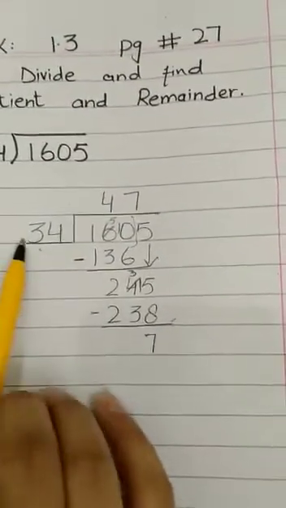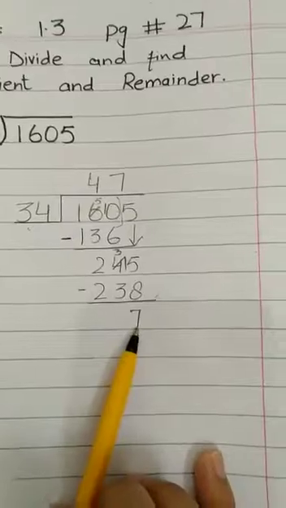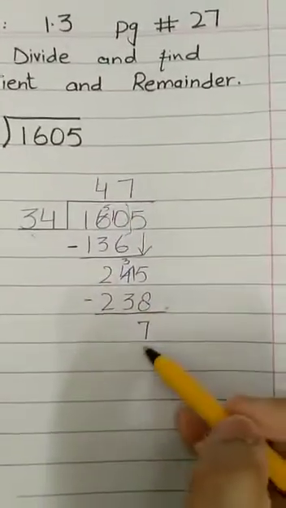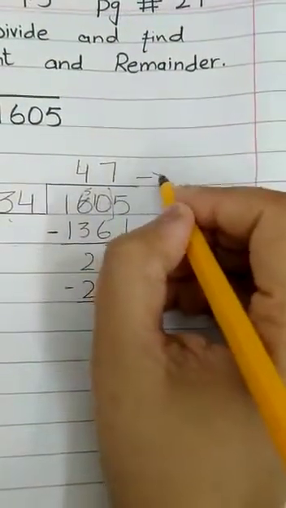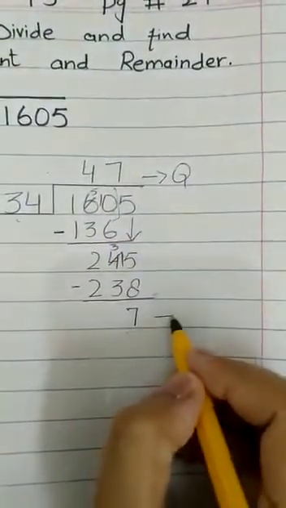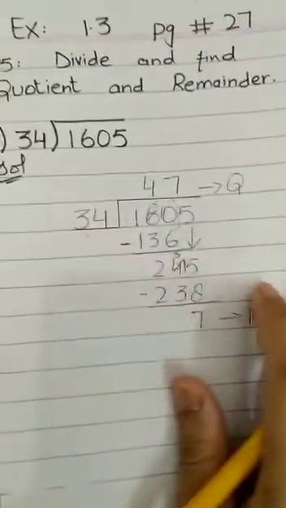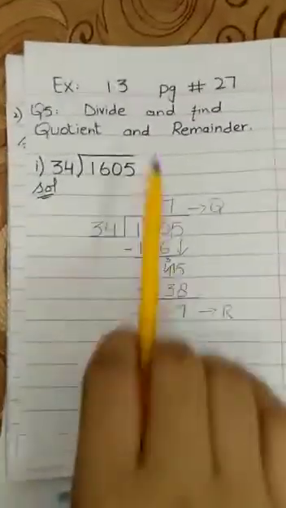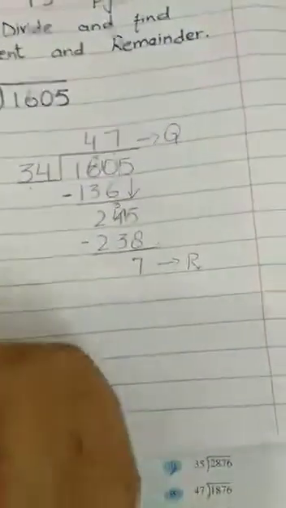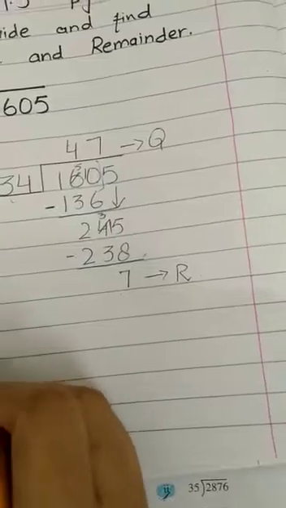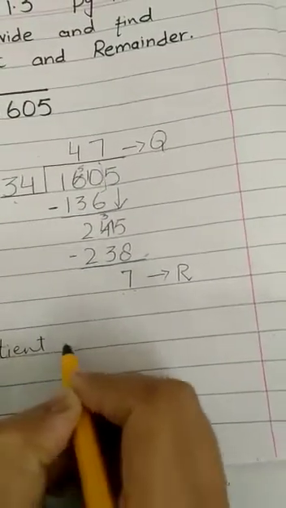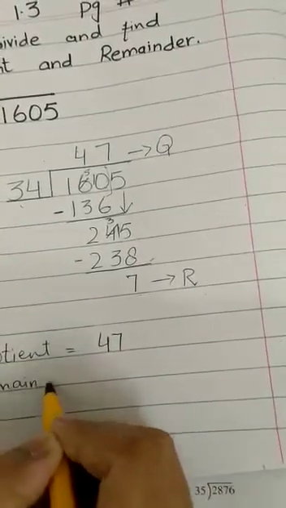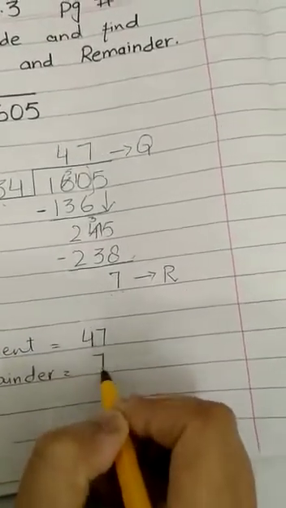Now here we have 34 and here we have 7. It is not possible to divide this number again, so this is your answer. This is your quotient and this is your remainder. In the question they tell us to find the quotient and remainder. So this is quotient, which is equal to 47, and remainder which is equal to 7.